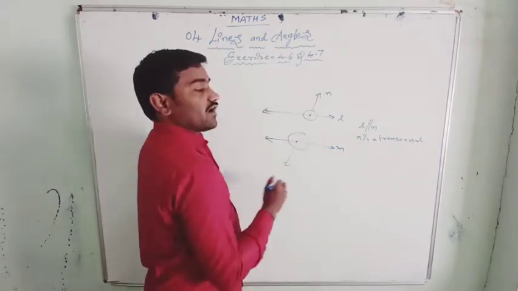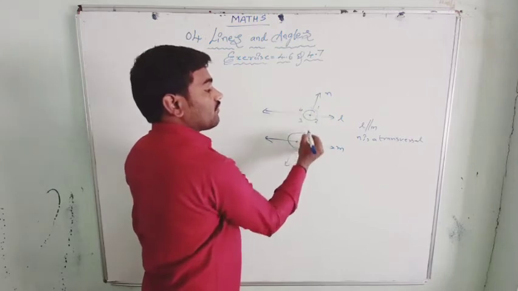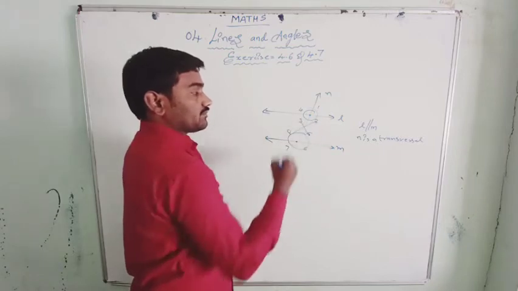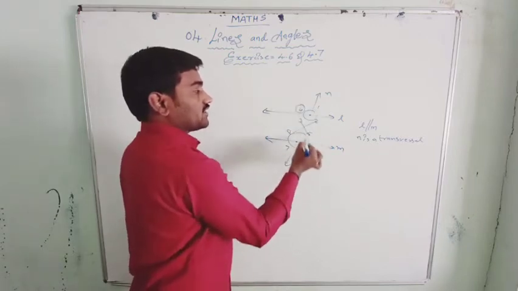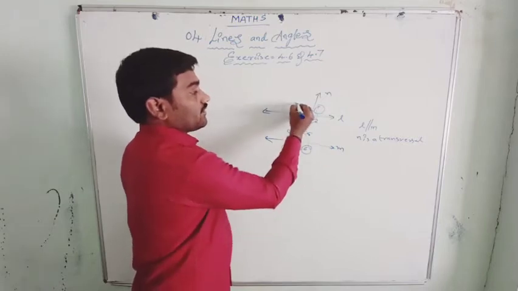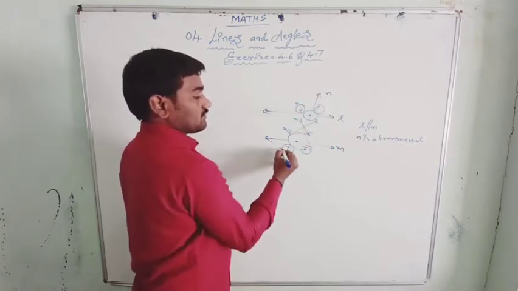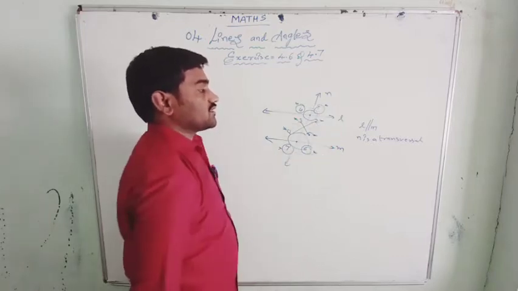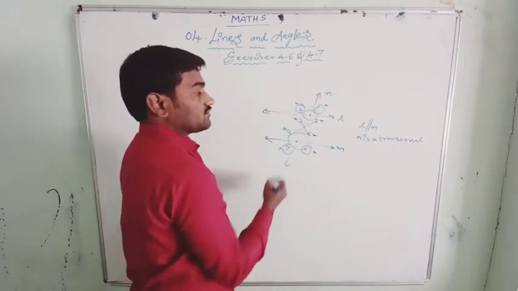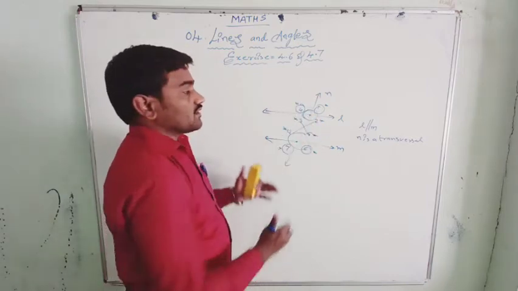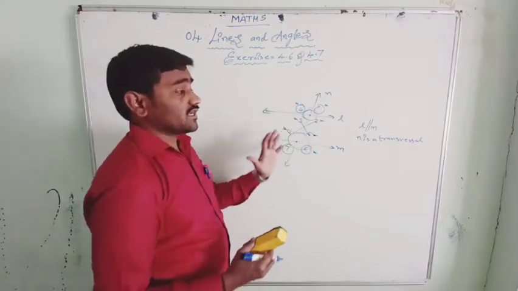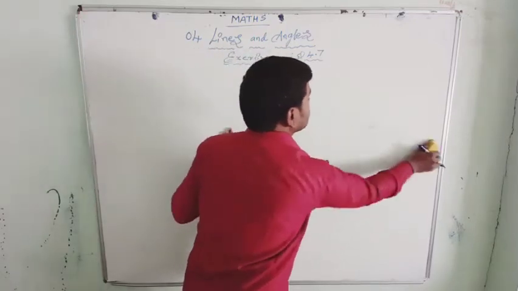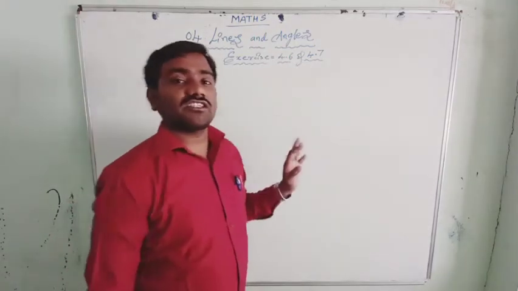Then here 8 angles will form: 1, 2, 3, 4, 5, 6, 7, 8. Then there are alternate interior angles, alternate exterior angles and the corresponding angles. One interior and one exterior angle on the same side of the transversal is known as the corresponding angle, and the sum of two adjacent angles is equal to 180 degrees. About this concept I have given you in the introduction class of lines and angles. There we have learned everything. So we are going to solve such problems in 4.6 and 4.7.